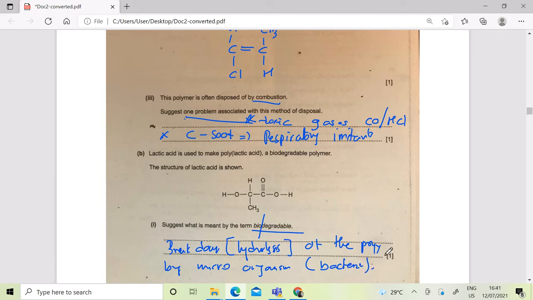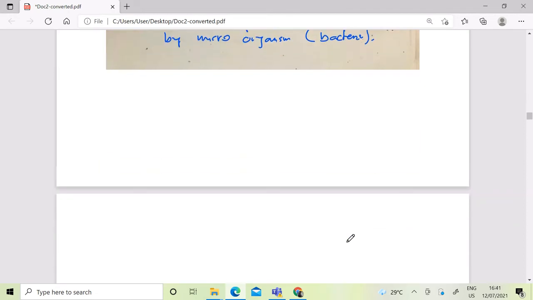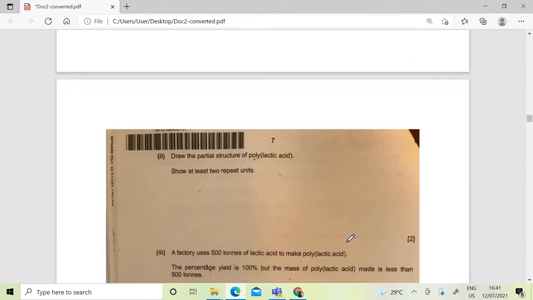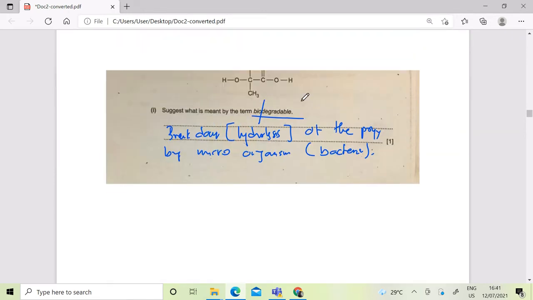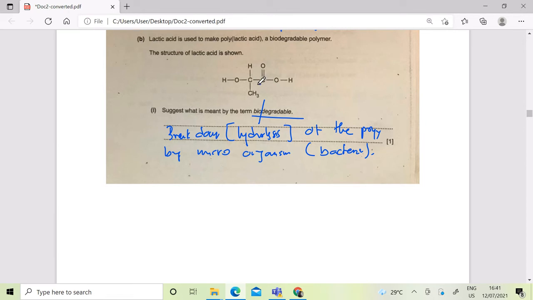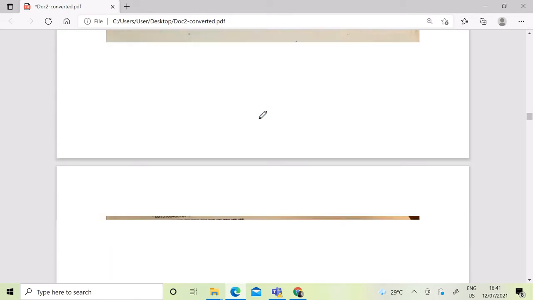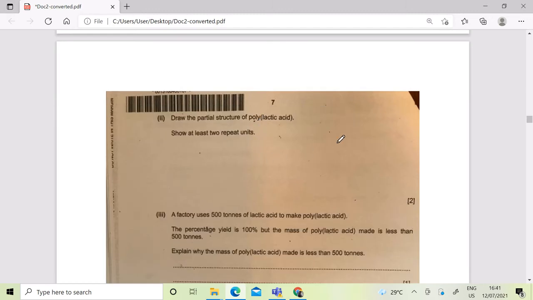Right. Going to part B2. Draw the partial structure of polylactic acid. At least 2 repeats you need. Polylactic acid. When you consider the structure of lactic acid given over there, it has a carboxylic acid part and an alcohol part. Therefore, it undergoes condensation polymerization.